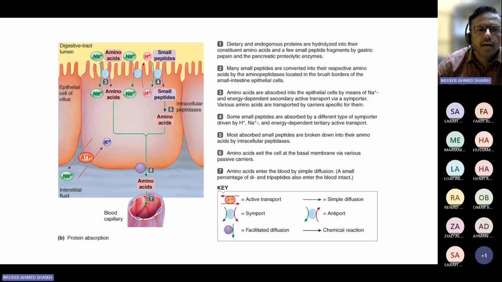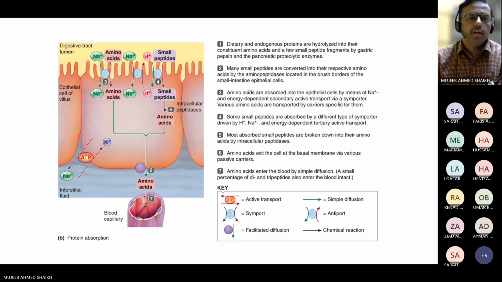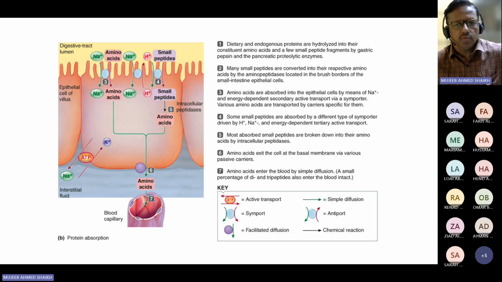Then there is another third pump, which is called the hydrogen small peptides pump. And in this way, hydrogen and small peptides both will be entering into the cell. And then after that, small peptides will leave the cell through the same channel, which is used for amino acid. So small peptides require a third stage. That's why it is called tertiary active transport. Whereas amino acids require only the second step. So that's why it is called secondary active transport.